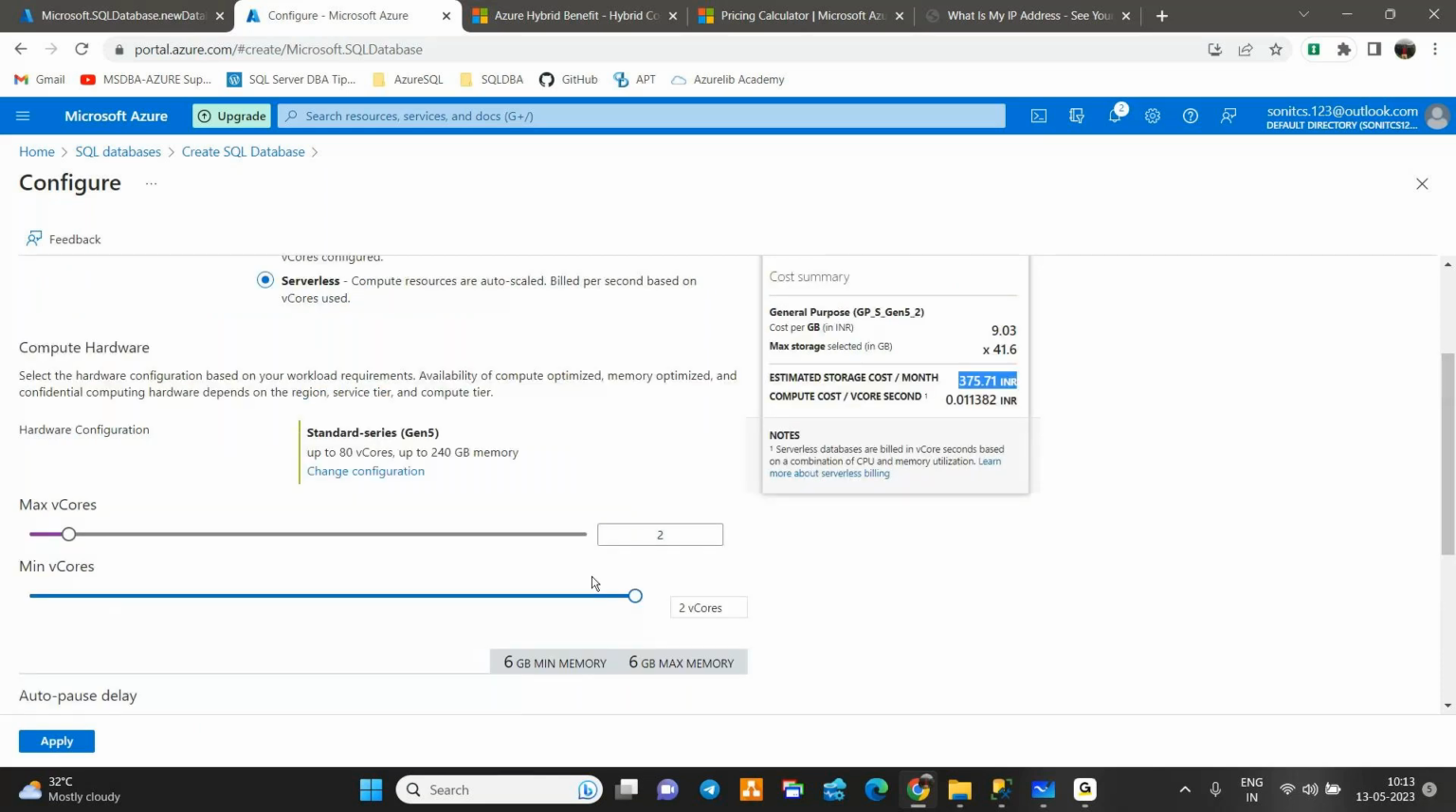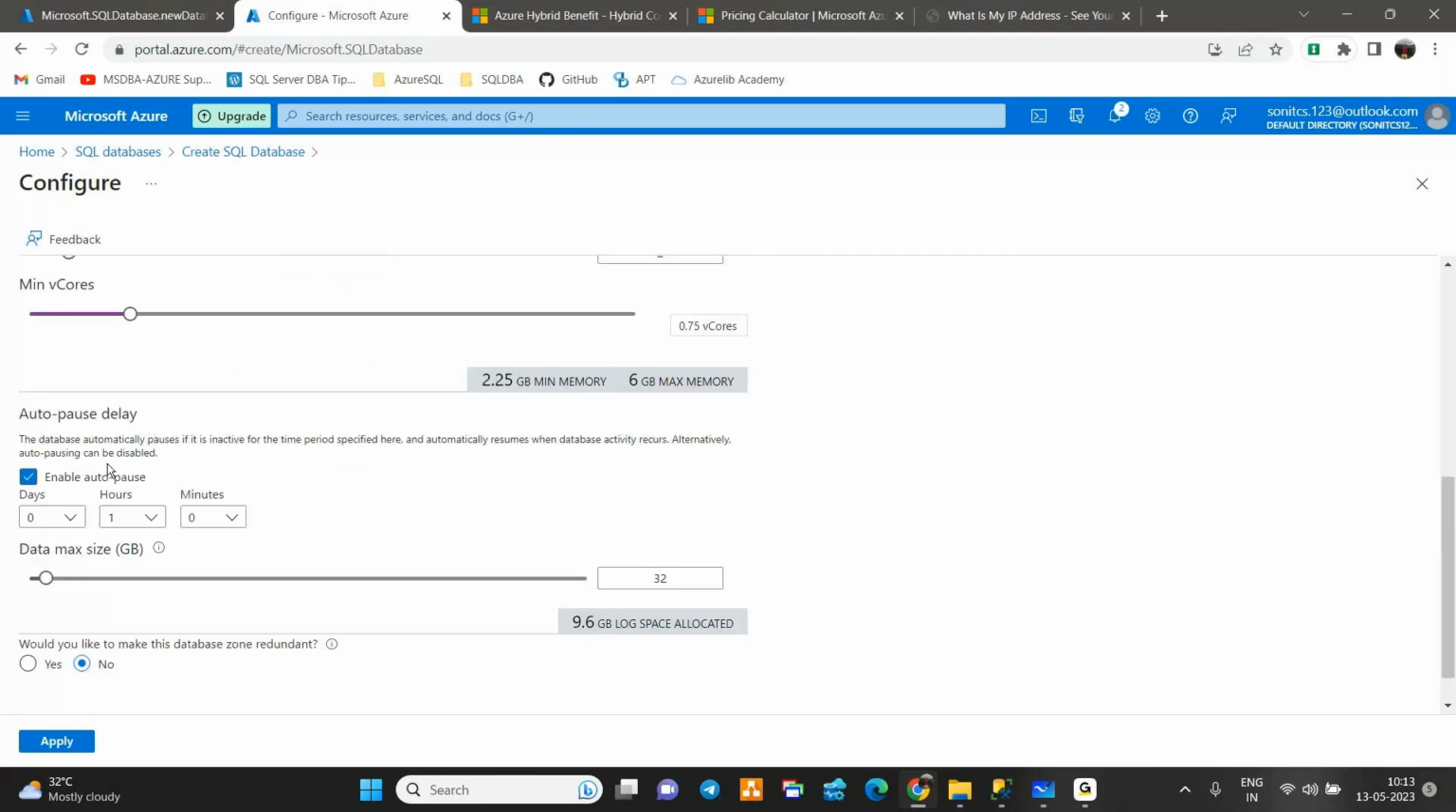Let's go for only 2 GB, which is enough for me. And I am setting the auto-pause delay: within 1 hour, if there are no connections on my database, you can deallocate the resource and allocate it to someone else. That is all about serverless.